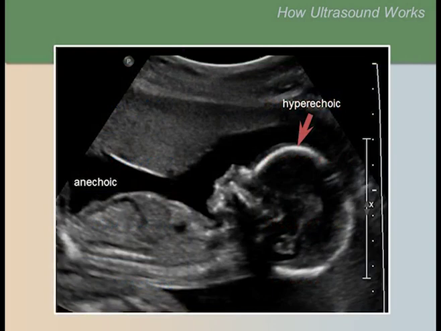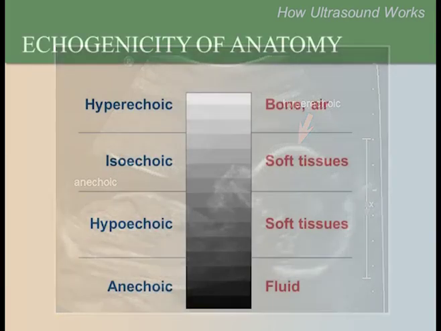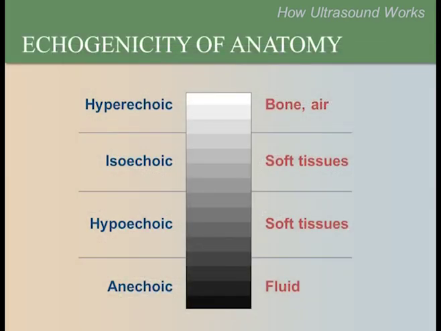In this image, the amniotic fluid is anechoic and the skull is hyperechoic. What does that tell us about the echoes in these 2 areas? This means that there are no echoes from the fluid, and there are strong echoes coming from the bone in the skull. Bone and air are the most echogenic. They are hyperechoic and will appear white.